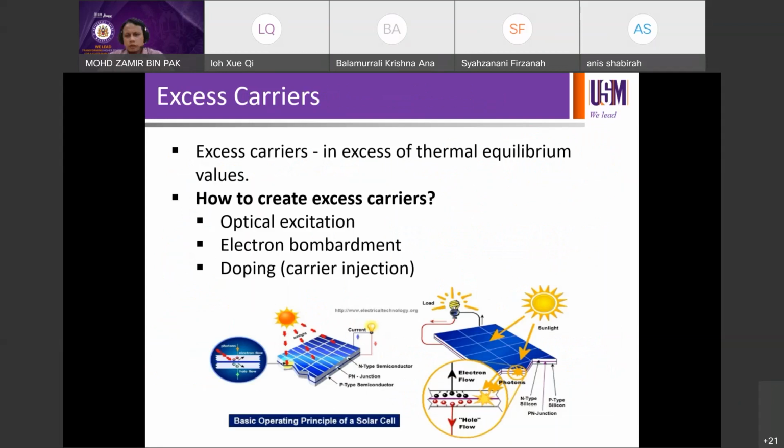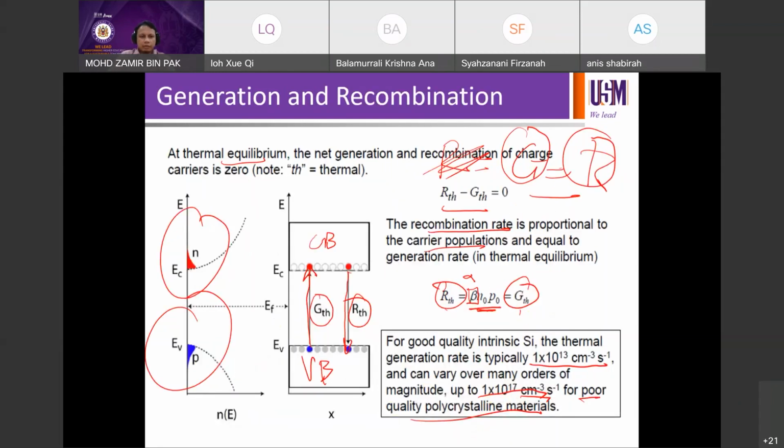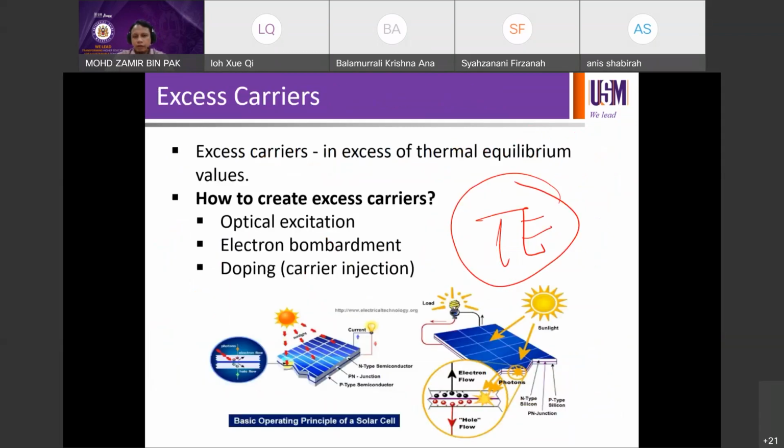Right. How do you then generate excess carriers? Excess carriers means you already have your carriers at thermal equilibrium. Now we want to generate excess new carriers into the system. You want to add more carriers into your existing carriers. So that's what it means by generating excess carriers. Excess carriers is in excess of thermal equilibrium values, so on top of thermal equilibrium values.